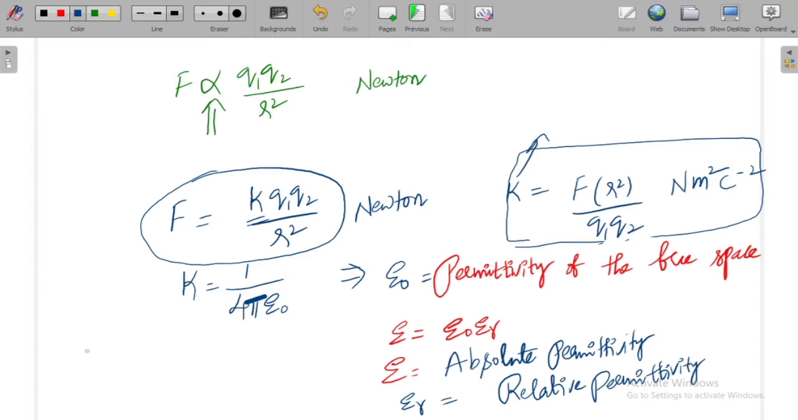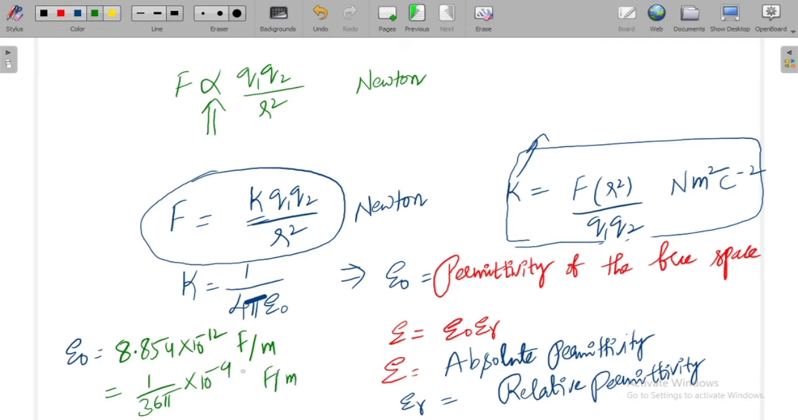Now what is the value of epsilon naught? The permittivity of free space or air has a fixed value which we can take as 8.854 into 10 power minus 12 farad per meter, right? Or we can also consider it as 1 by 36 pi into 10 power minus 9 farad per meter. These are the two fixed values of the permittivity of free space which we can use during numerical calculations.